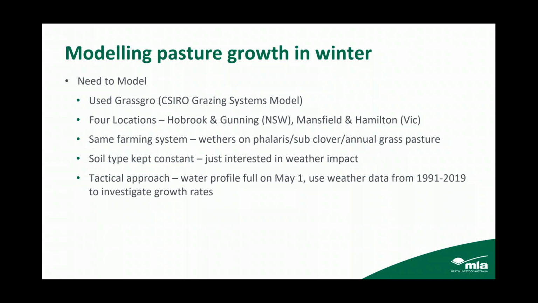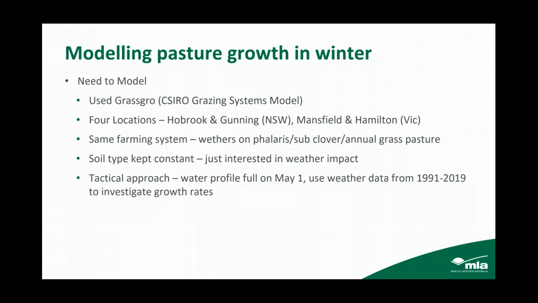Then I looked at the outputs of the model and I decided I wanted to eliminate moisture as a problem. So I filled the profile full of moisture, digitally, if you like, on the 30th of April. So we're starting on the 1st of May with a full profile. And then you can run the model for the period of time that you want, and I ran it from May to August. It runs all the weather data from 1960 to the present for all those next 3 or 4 months, and gives you a distribution of outcomes. You know, what's the median pasture growth rate, etc.